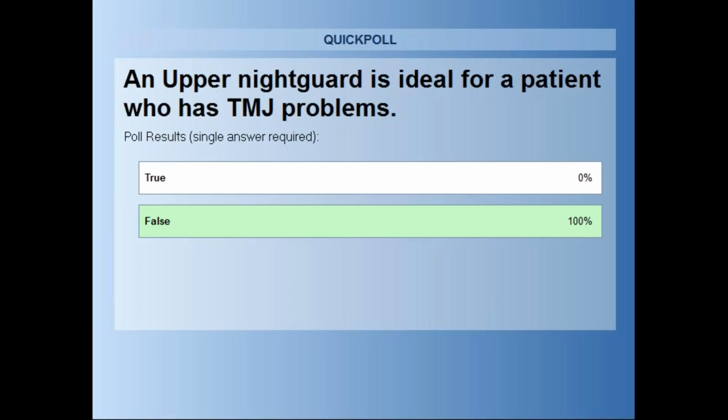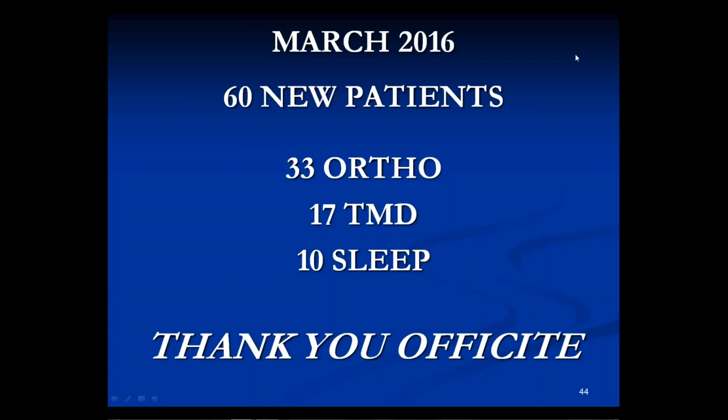Now, Dr. Rondeau, can you go ahead and show your screen again? I think you're on the waiting room area. Where's my screen here? The slides aren't changing. I see March 2016, 60 new patients. Is that the one? I want to get to the next one, but I can't get there. Okay.